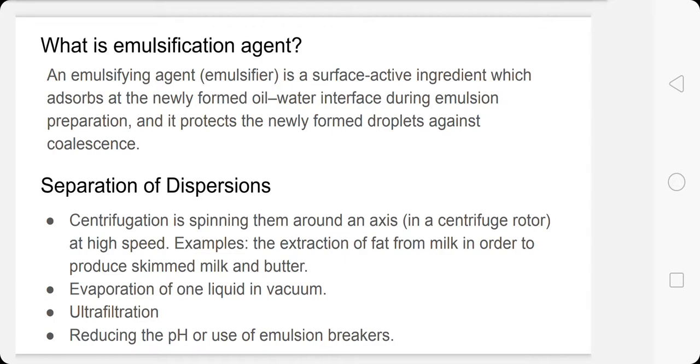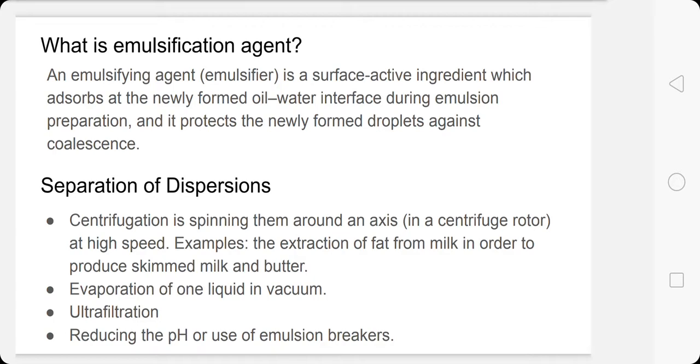Evaporation of bound liquid in vacuum. For example, if you apply vacuum, you can evaporate water, but fat evaporates at a much higher temperature, and it actually doesn't evaporate. So you can separate protein or fat, which is like a colloid in liquid. So this is the only way to separate it.